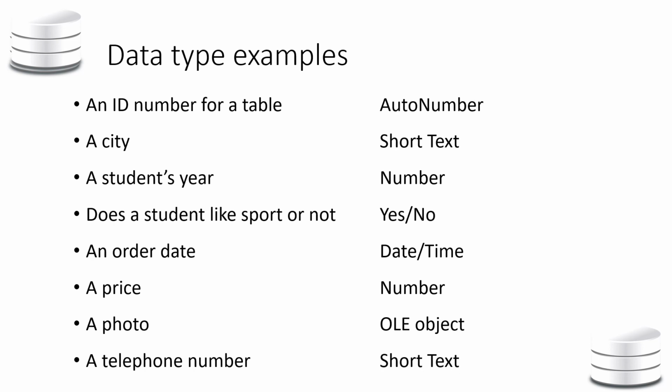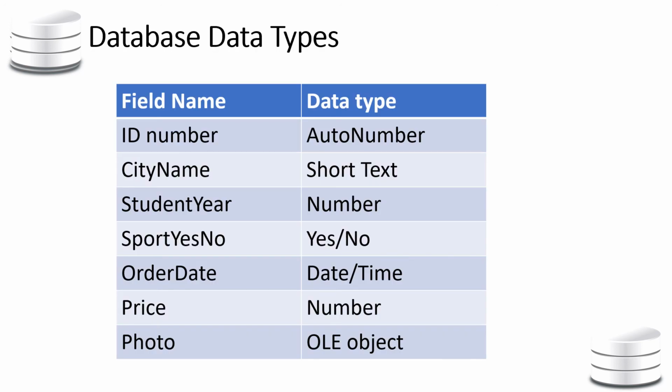Now remember that you might have been tempted to make a telephone number a number, but the reason it's short text is that most phone numbers start with a 0. If you make it into a number, the 0 will be lost when you store the telephone number. Here's some more examples of another table and the types of data that have been used.